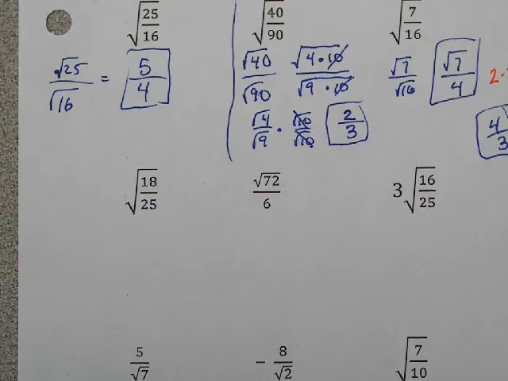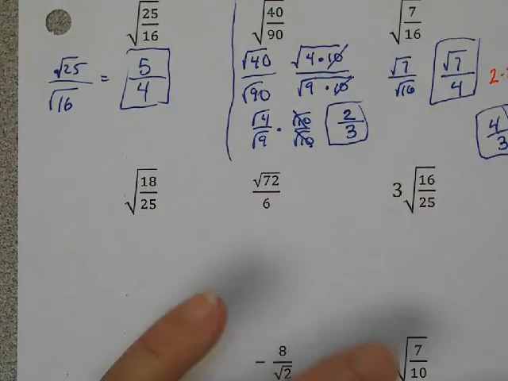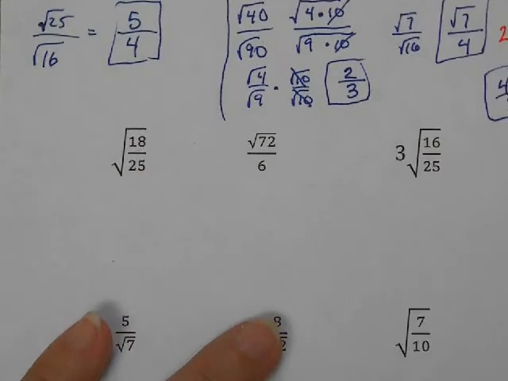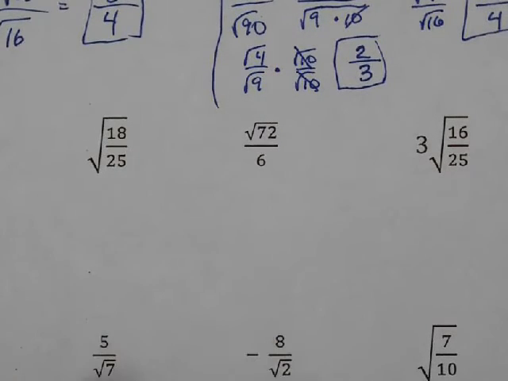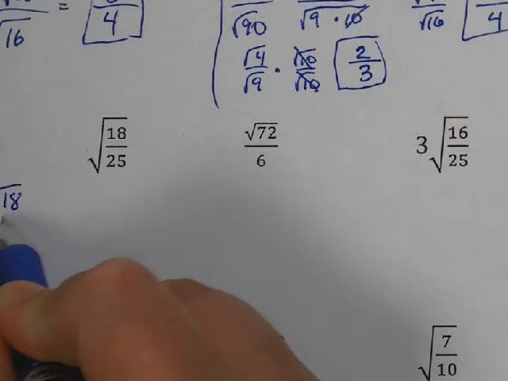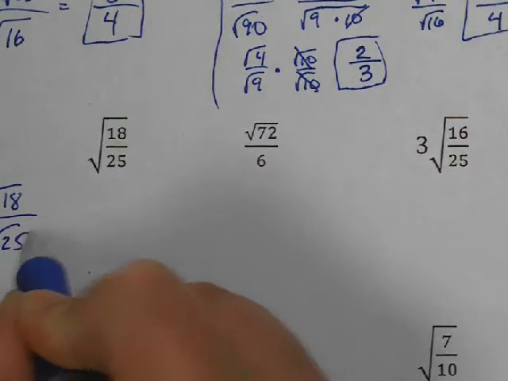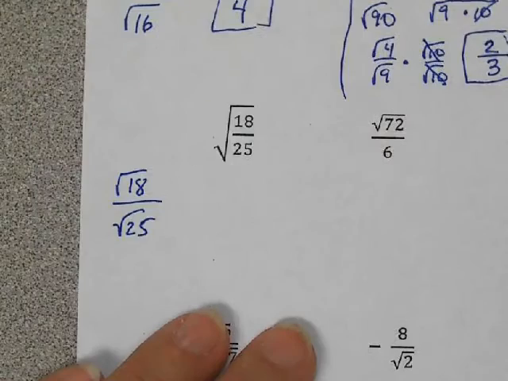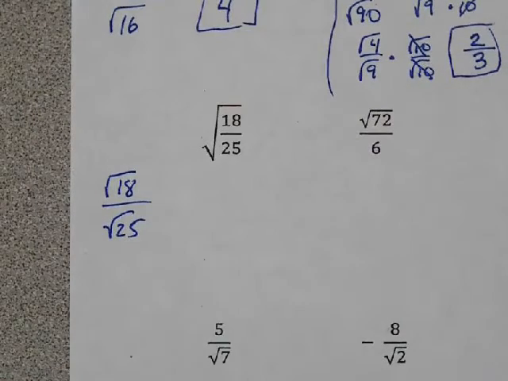Let's keep looking at some more problems here. So I'm going to start with the square root of 18 over 25. I'm going to split this one up into the square root of 18 over the square root of 25. Then I'm going to see if some things will cancel.